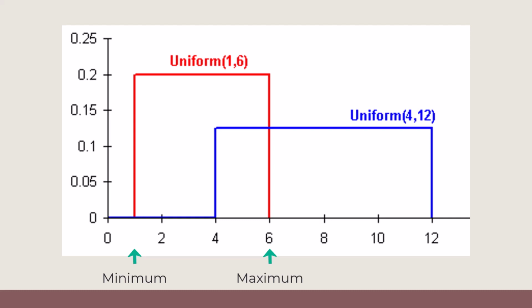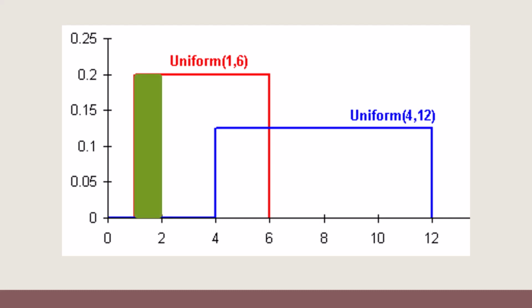If you get below 1 or above 6, you will not observe anything. So the probability of observations outside of the range of 1 to 6 is 0. But within the range of 1 to 6, if we were to take an interval, say 1 unit wide, so from 1 to 2, there's a probability of observing values from 1 to 2. And that probability is going to be 20%.